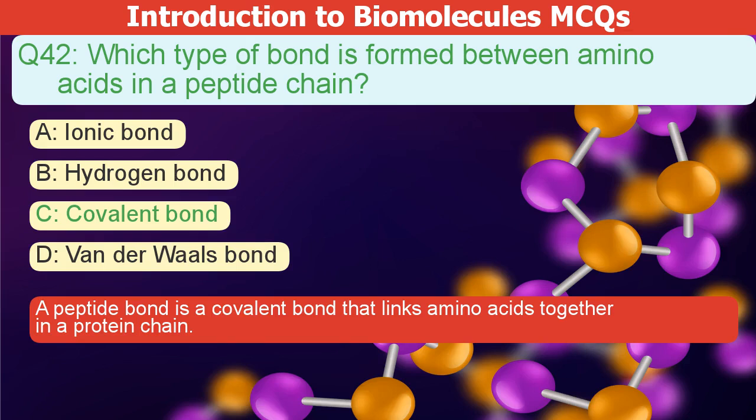The correct answer is C. A peptide bond is a covalent bond that links amino acids together in a protein chain.